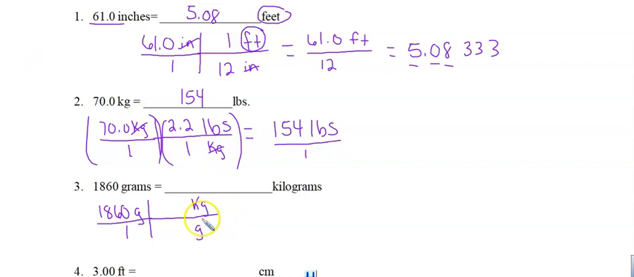So, which was bigger? Well, a kilogram is bigger. So in 1 kilogram, there are 1,000 grams. Got my unit that I was looking for. So I'm going to multiply across the top and multiply across the bottom. Top divided by bottom, I get 1.86.